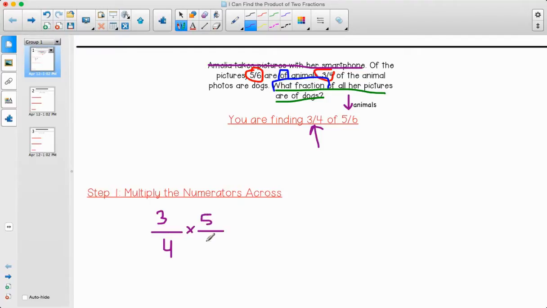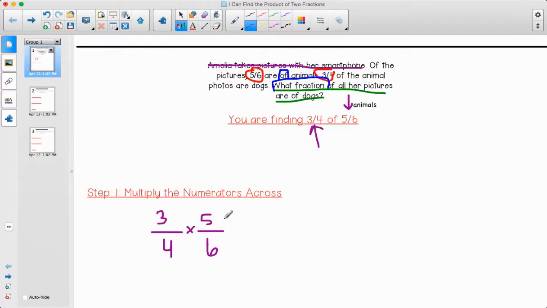We have 3/4 times 5/6. 5/6 of my pictures are of animals. I have that here, and of all of these pictures, 3/4 of them are dogs. So we need to multiply them together.